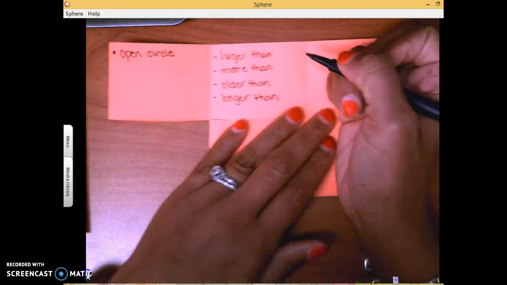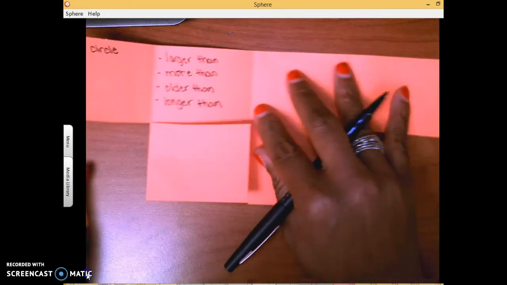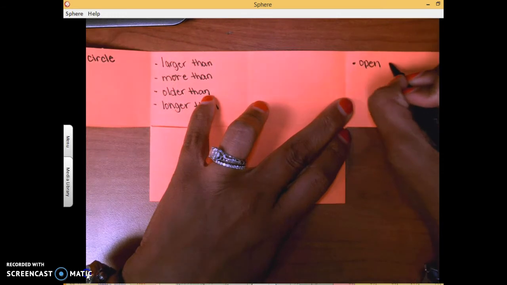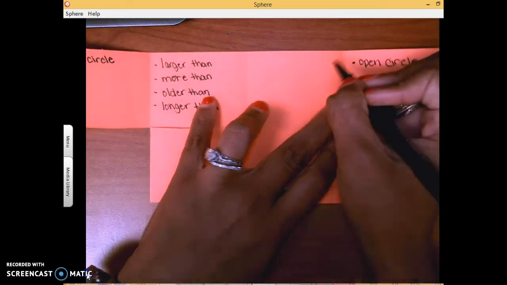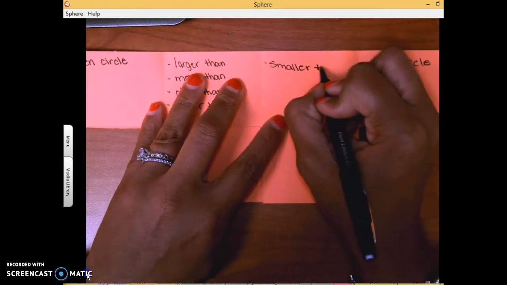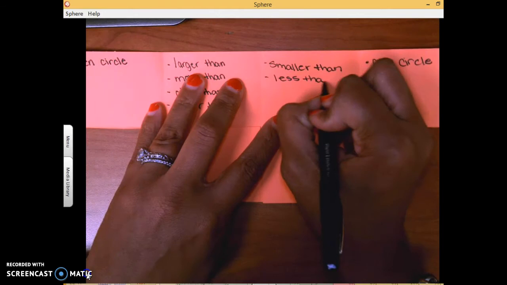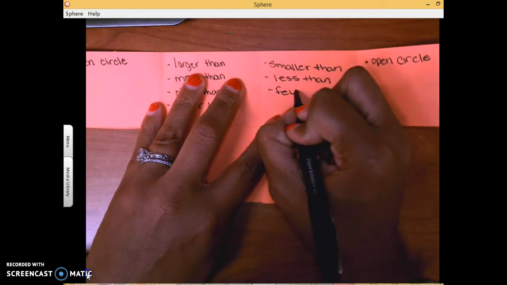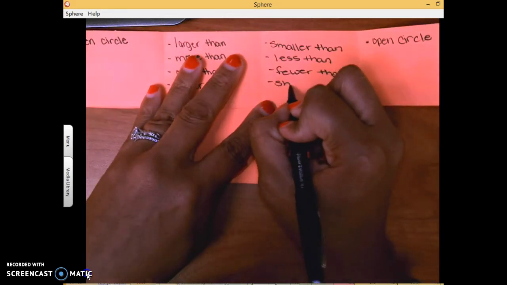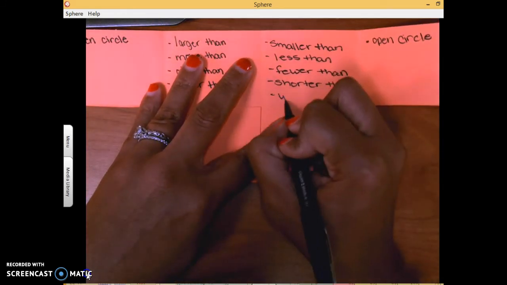All right. Let's look at our less than symbol. Hopefully you've already come up with some words. Again, our less than symbol has a characteristic: on the number line, it will be an open circle. Okay, so we have smaller than, less than, fewer than, shorter than, younger than.